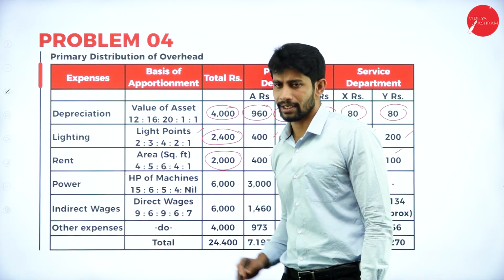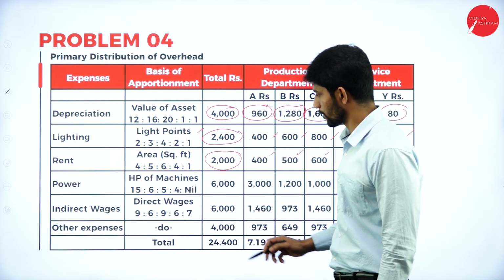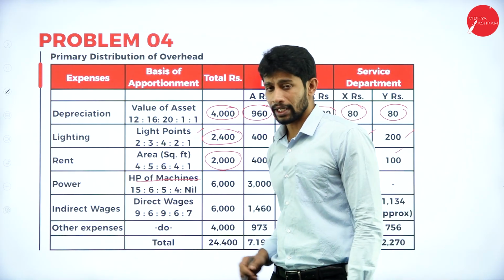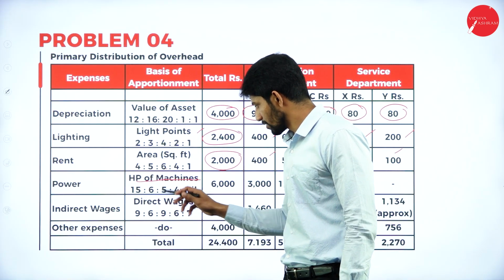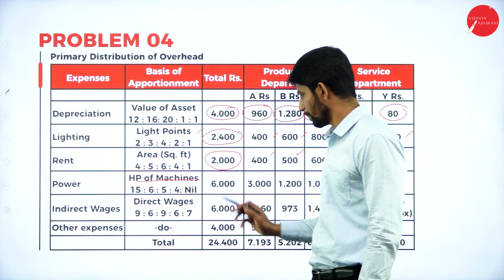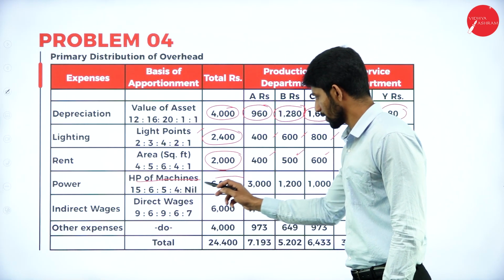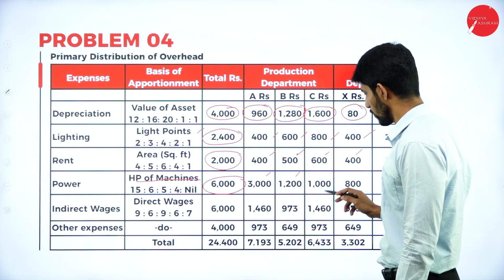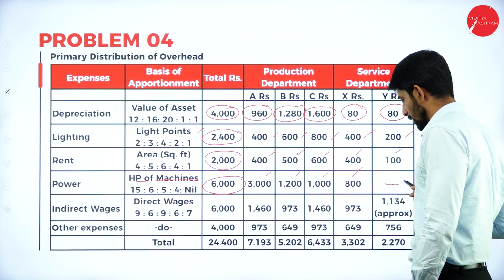Next, power. How do we distribute power? Based upon the HP of machine. What is the ratio? 15 is to 6 is to 5 is to 4 is to nil. What is the total power expenses? It is 6,000. So 3,000, 1,200, 1,800, nil.